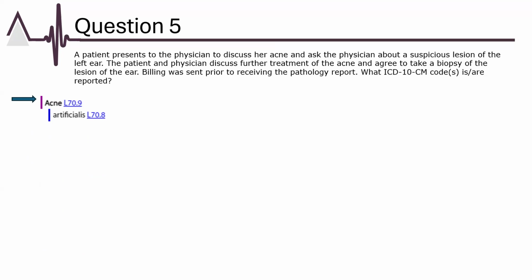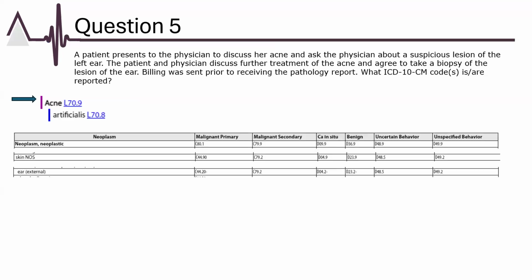The ear lesion is noted as suspicious, and a biopsy was taken to determine whether it was benign or malignant. Because this is submitted to the carrier prior to receiving the pathology report, it is necessary to report unspecified for this lesion. In the table of neoplasms, look for neoplasm, neoplastic, skin, NOS, ear, unspecified behavior, which would lead you to this column and the code D49.2. We would, of course, verify both of these in the tabular list. The correct answer is L70.9 and D49.2.